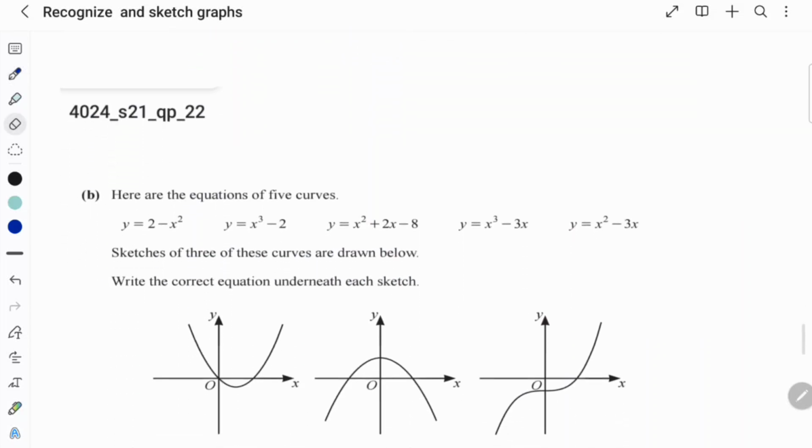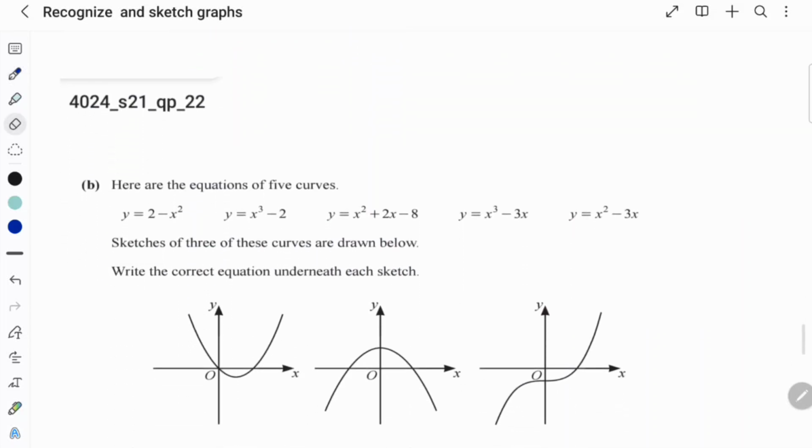The next question, 4024 May June 21, question paper 22. Here are the equations of the 5 curves, and we have 3 drawn already. Sketches of 3 of these curves are drawn below. Write the correct equation underneath each sketch. Okay, so the first one is positive x square. So we'll check which one has positive x square. The positive x square is this one and this one also.